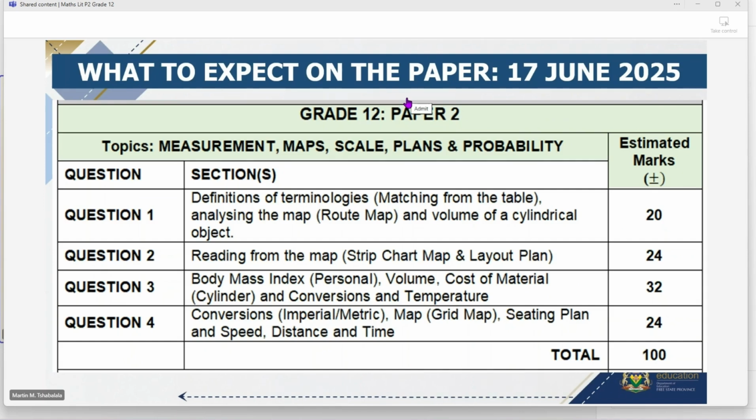All right, I'm just reminding you, these are the things that you have been doing from January. They are there in your classwork books. They are there in your homework books. And conversions and temperature, very important. You must be able to move from degrees Fahrenheit to degrees Celsius. And conversions, imperial and metric. Boys and girls, remember how to convert from millimeters to centimeters, centimeters to meters, meters to kilometers. Even going back again, you need to know your conversions very well.